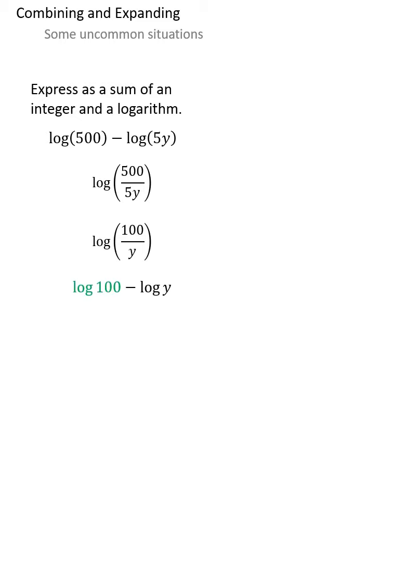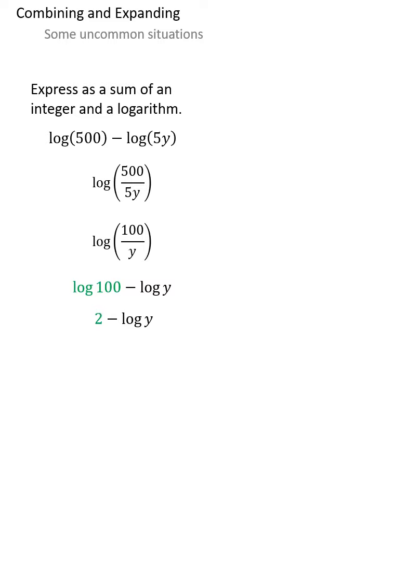The log of 100. Notice there's no base underneath the g in logarithm. No base means that the base is 10. This is a common logarithm. So this first term on the left in green is saying that power of 10, which is 100. Can you think of a power of 10 that's 100? Of course you can. It's 2.